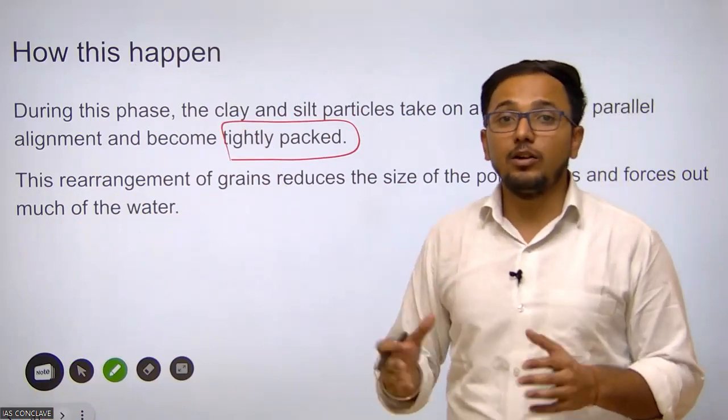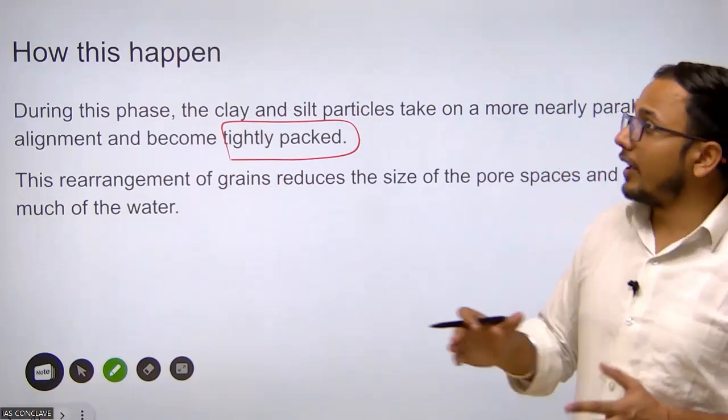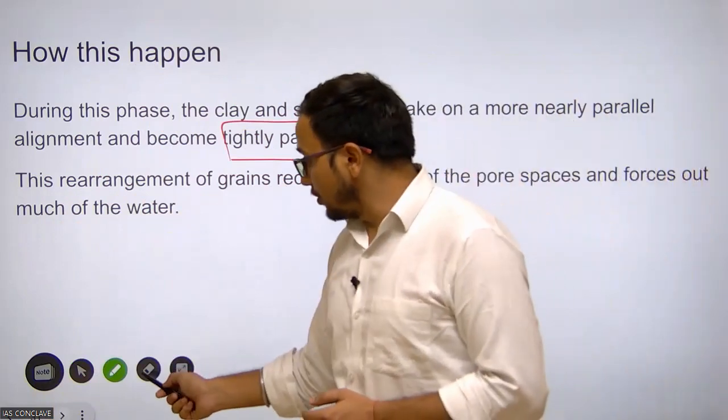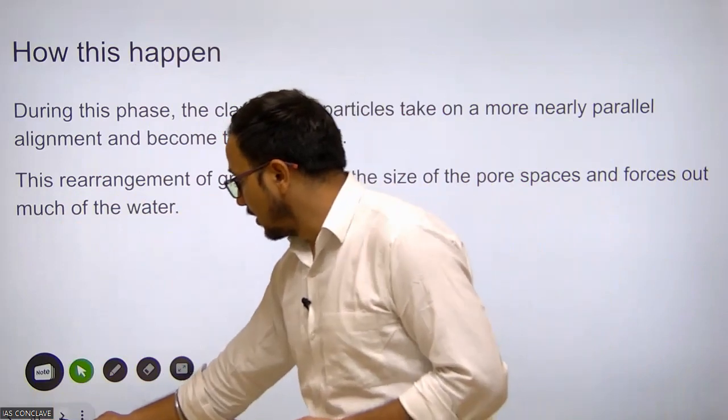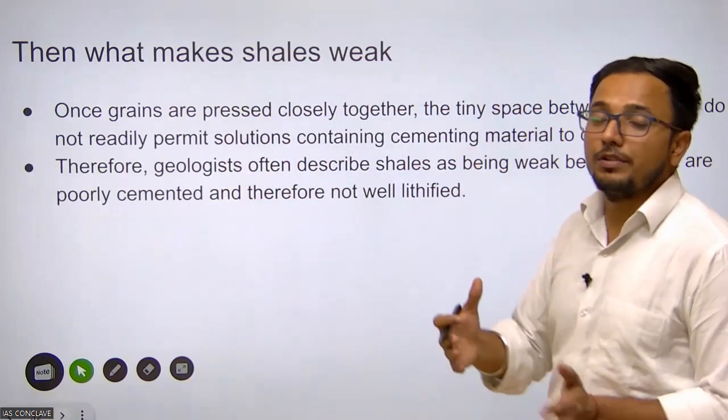Because of the tightly packed nature of these clay sized particles, they prohibit the entry of any cementing agents, and because of that, cementation does not take place in the shales, and that's why geologists refer to them as weak shale. Now, what makes them still weak? The lack of cementing agents.